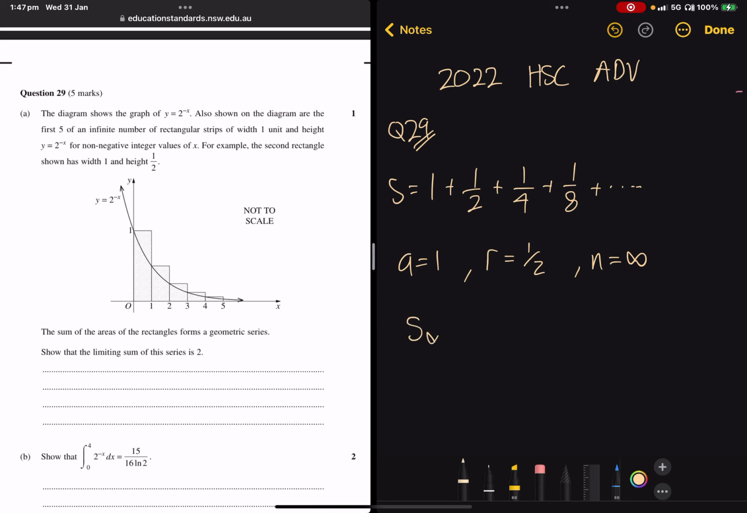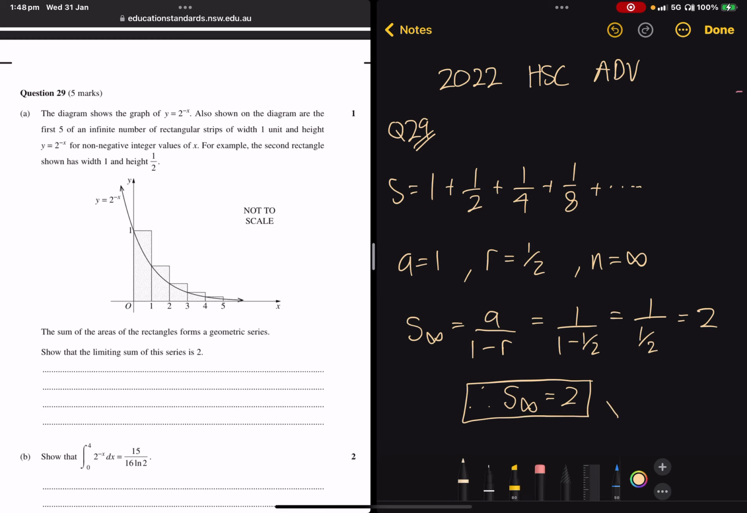So the sum of infinite terms in this type of geometric progression is the first term divided by 1 minus the multiplication value. So this is 1 over 1 minus 1 half. This is 1 over a half. This is 2. So therefore, the limiting sum, the sum of infinitely many terms here, is 2. So this is how we do this.